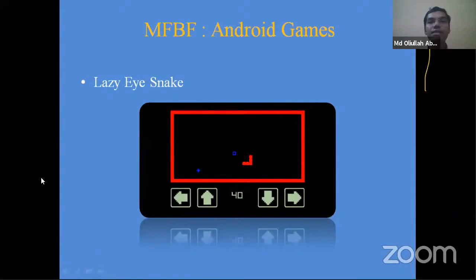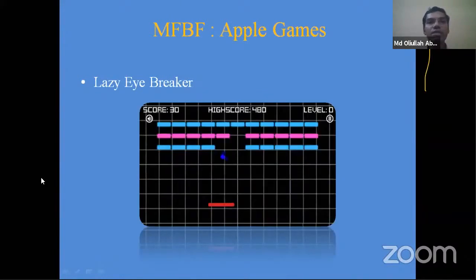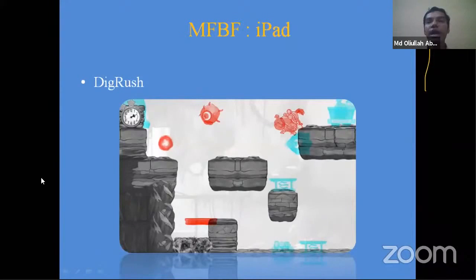You can have lazy eye snake games from Android games. You can have Apple games of lazy eye bubble shooter. You can have lazy eye breaker. You can have jump and fly. And more recently, you can have more sophisticated games like Digrash, which is there on Android. So you can play these activities.